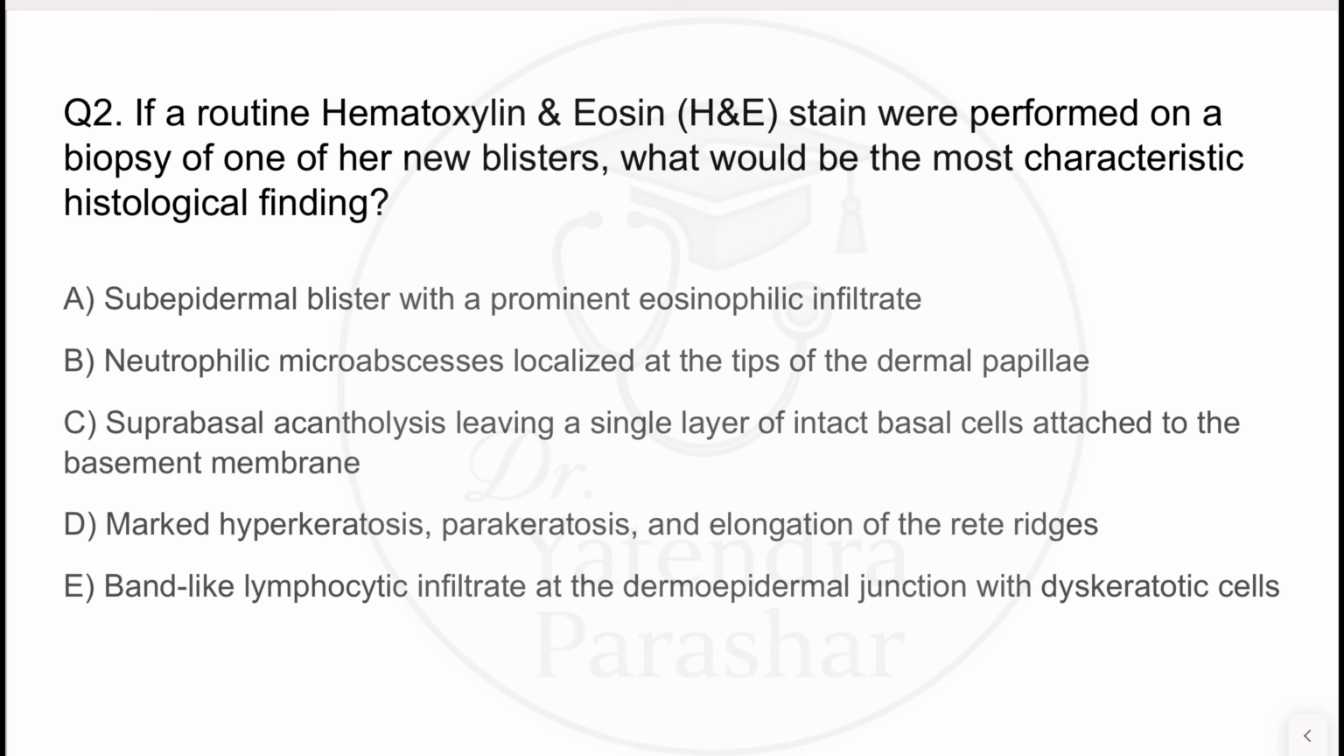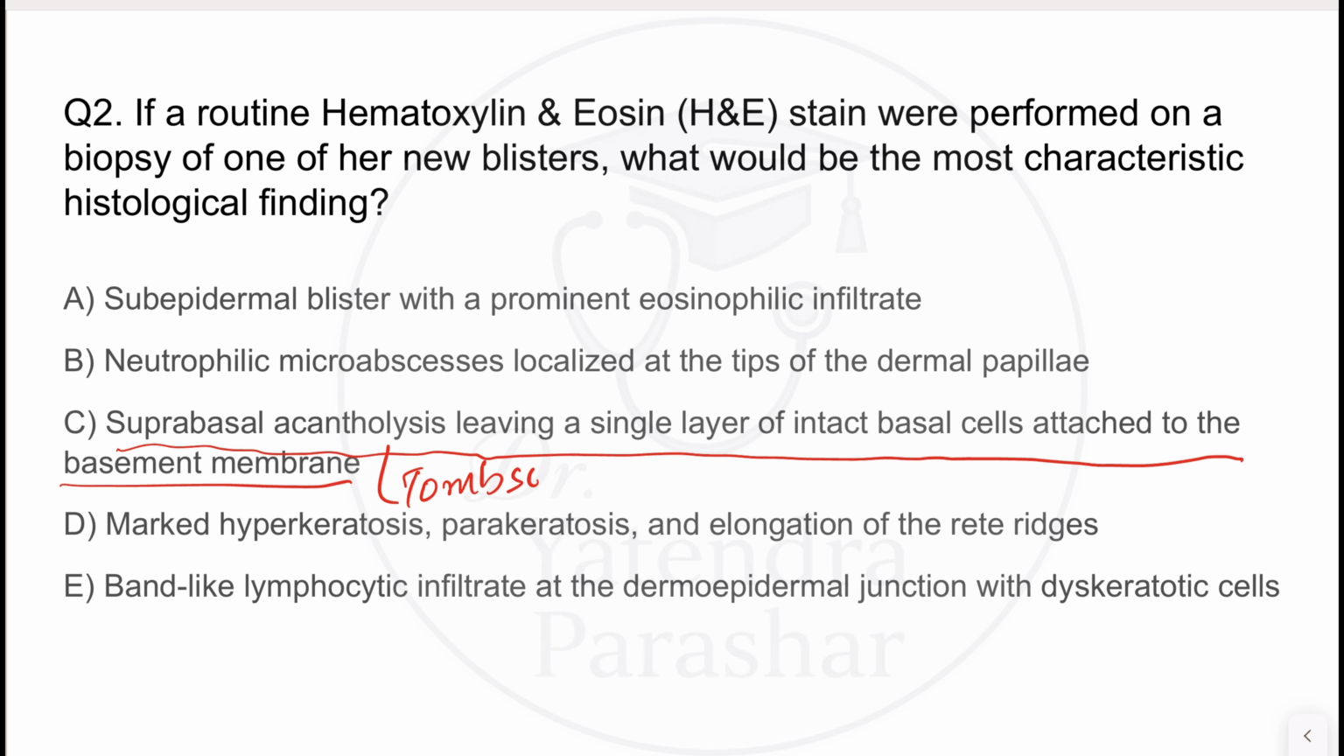Now come to question 2. If a routine H&E stain were performed on a biopsy of one of her new blisters, what would be the most characteristic histological finding? As we have already discussed, we will see the suprabasal acantholysis leaving a single layer of intact basal cells attached to the basement membrane, which is known as the tombstone layer. So option C is the correct option.